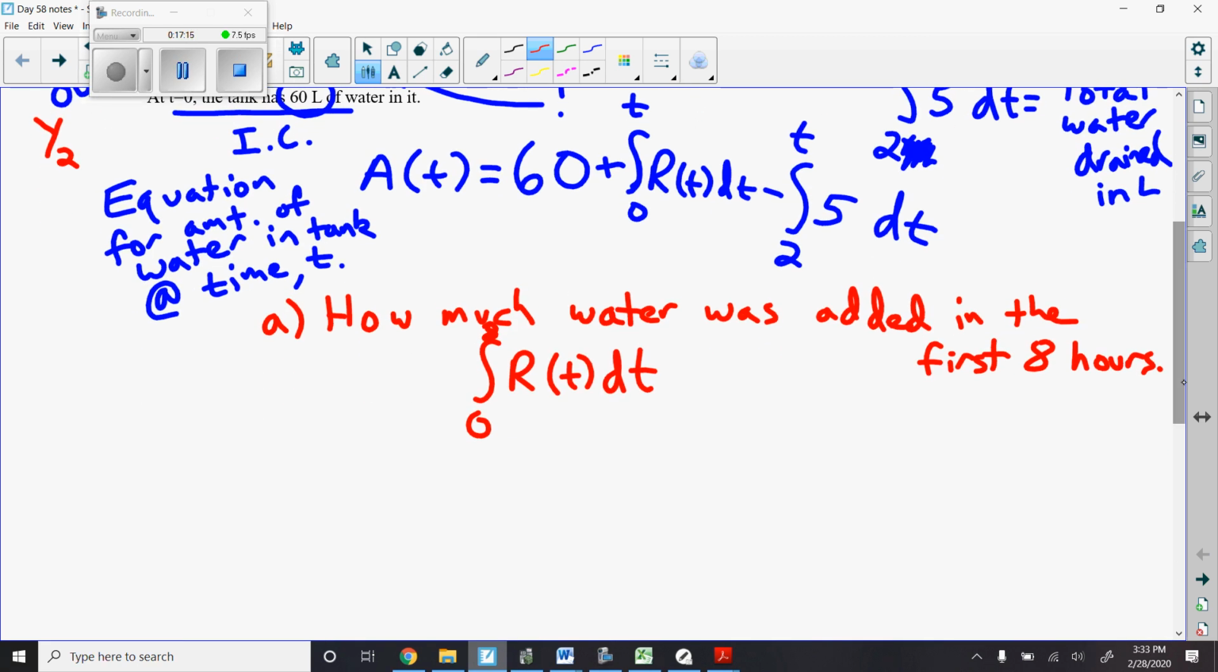I'm going to do the integral from 0 to 8 of r of t dt. Now, this is a calculator problem, so I want to do this integral on my calculator. But r of t I know is in my calculator as y1. So check this out. I get really excited about it.